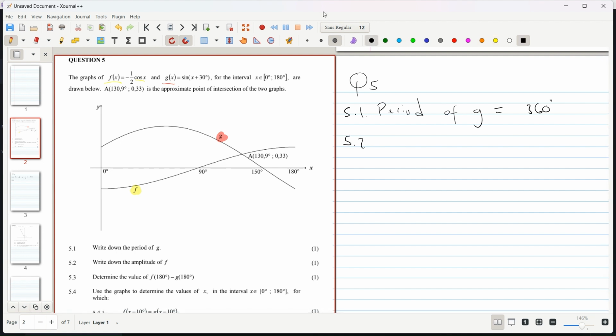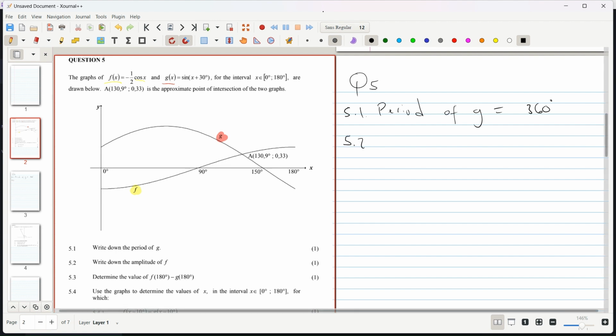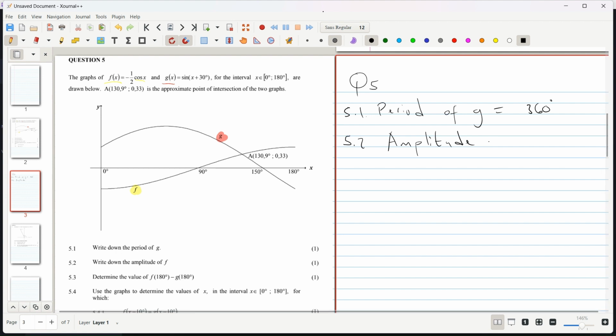So you need to take note when you determine the amplitude. Amplitude always has to be positive, right? So even if we have negative half here, it will be positive half. So our amplitude will be positive half.